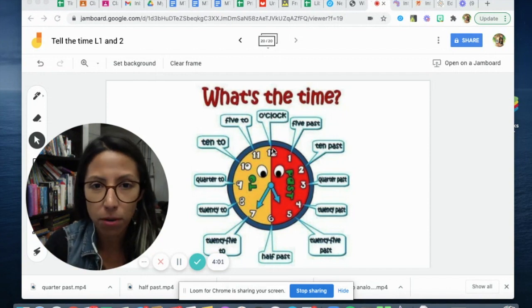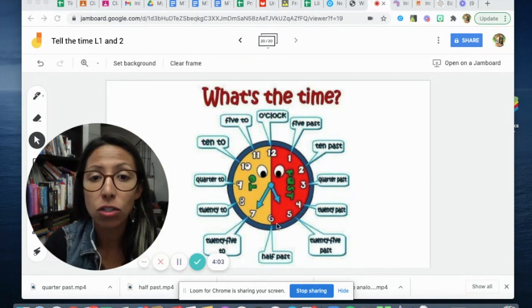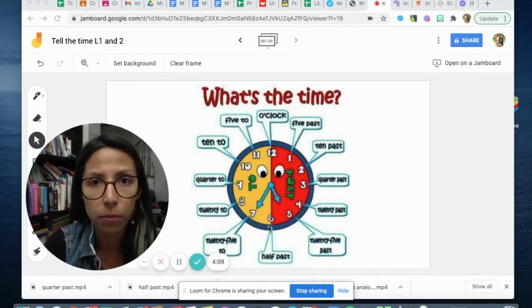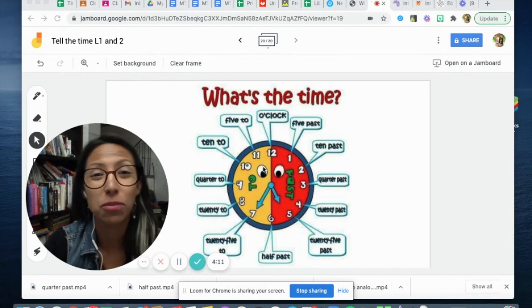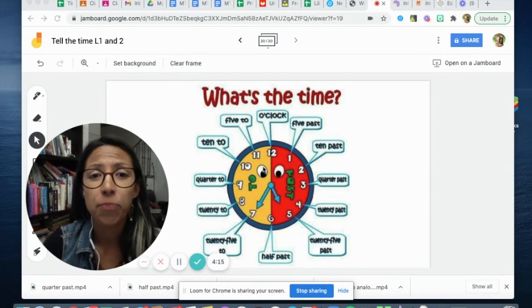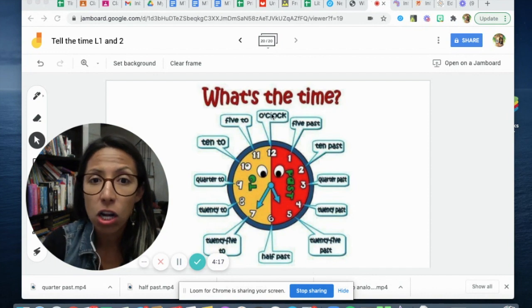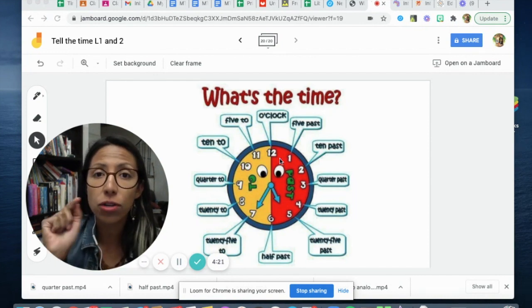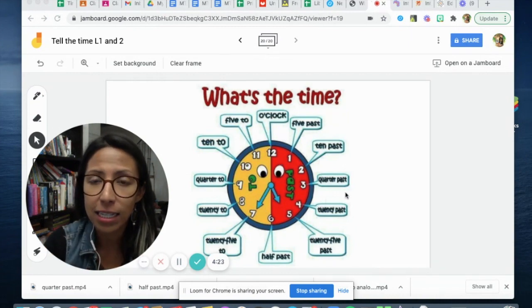So remember, from 1 to 30 minutes, we say past. From the minute 31, we count backwards and say to. I know it's a bit tricky. Now it's your turn. Look at this image, because then you're going to answer this activity sheet.